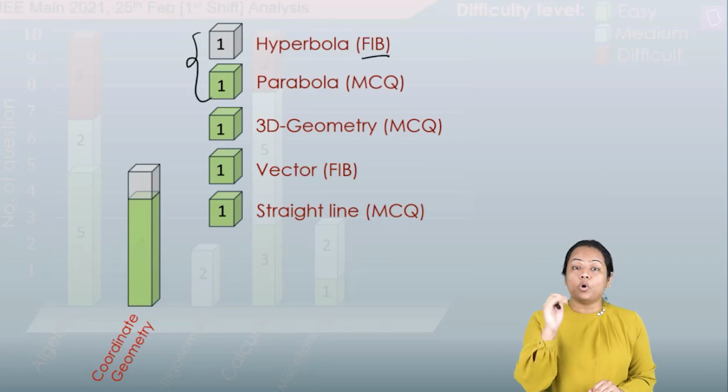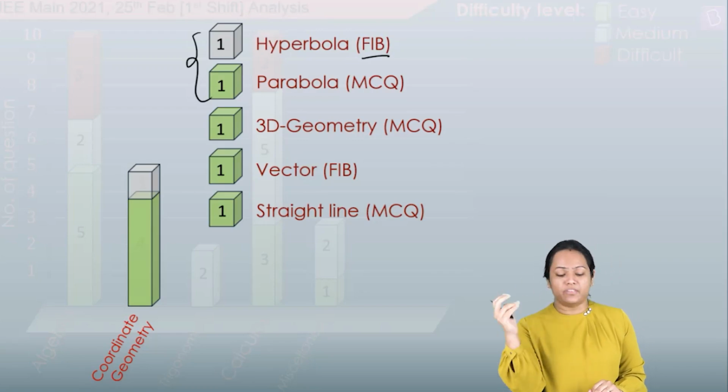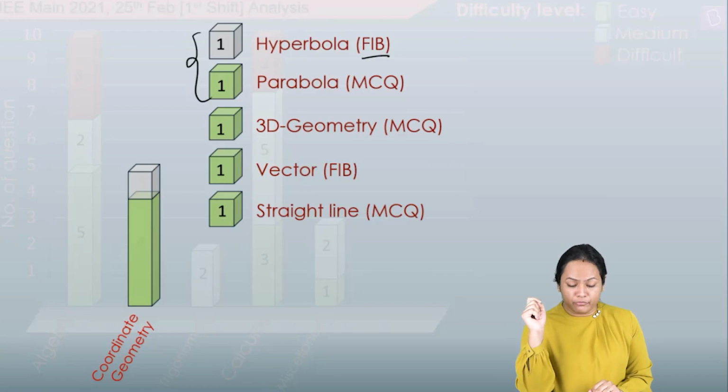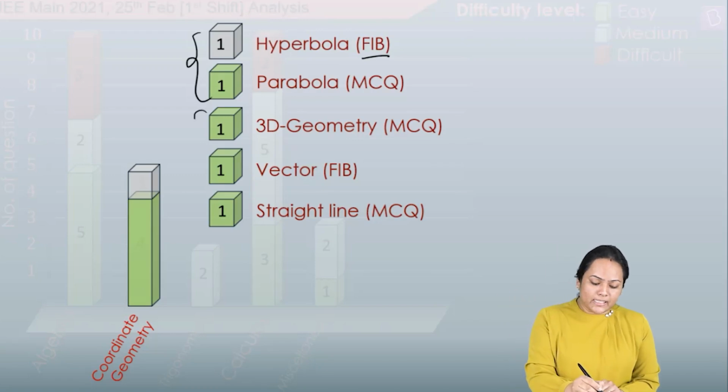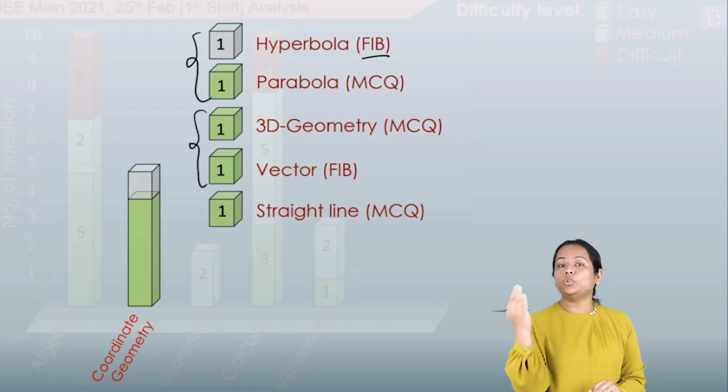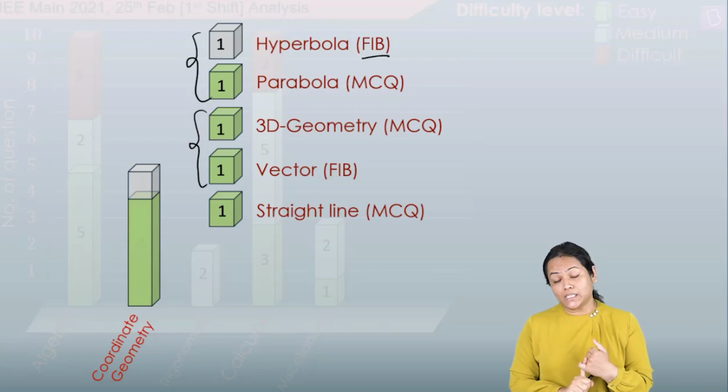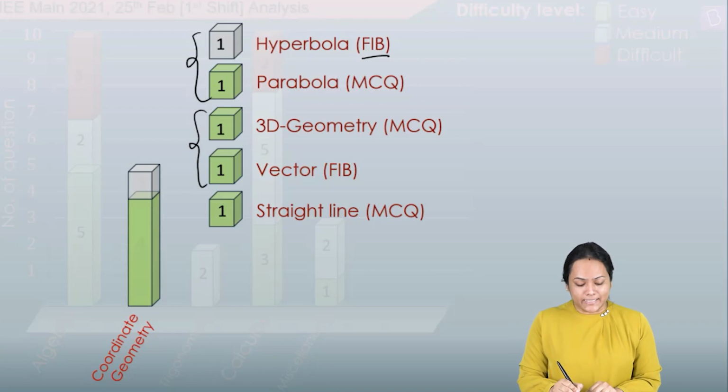It was in the numerical answer type or in the fill in the blanks. One question was from Parabola. Vectors and 3D had two questions, both on the easier side. There was no question of ellipse as well as circle this year in this attempt.